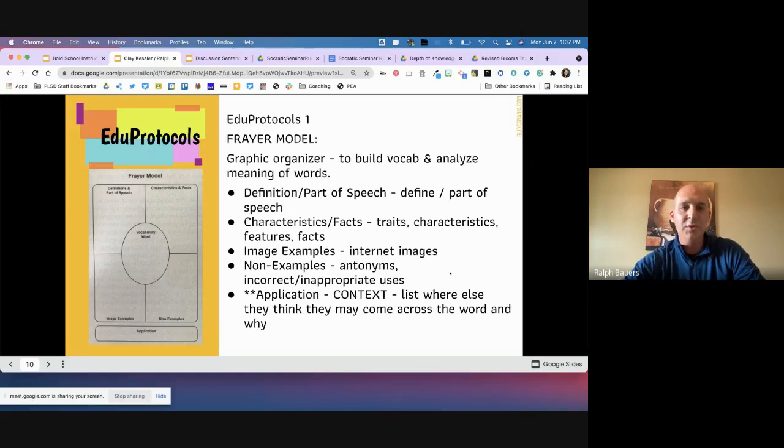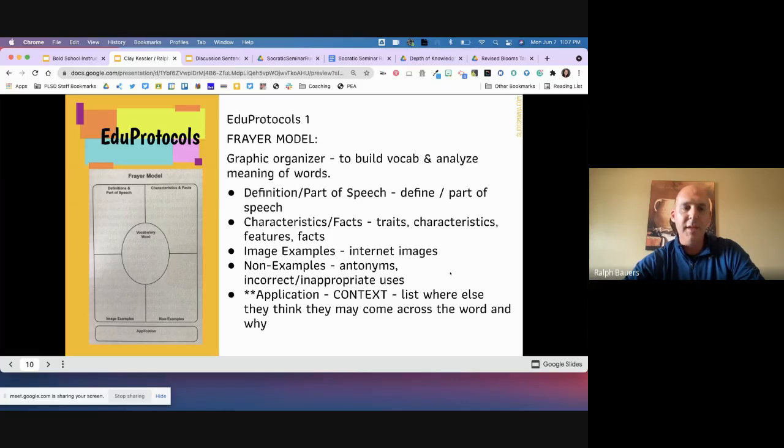So you could, old school, have them draw things, which I think is perfectly fine. But if we want to make it digital, you could give them this Frayer model digitally, have them do internet searches, screenshot, and find some images on the internet that would help deepen their understanding. And then there's a non-examples part where they put in antonyms and incorrect uses, things like that.